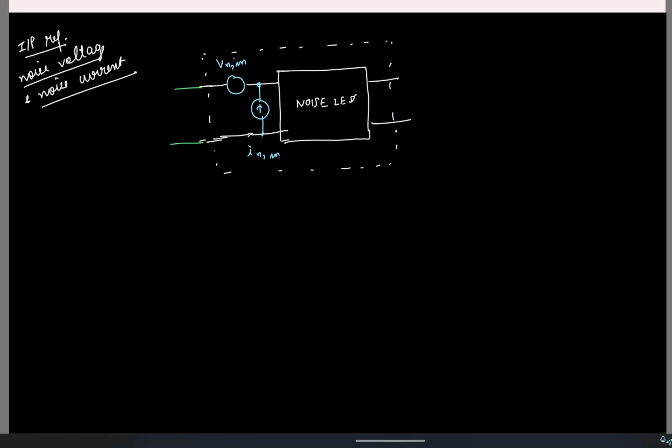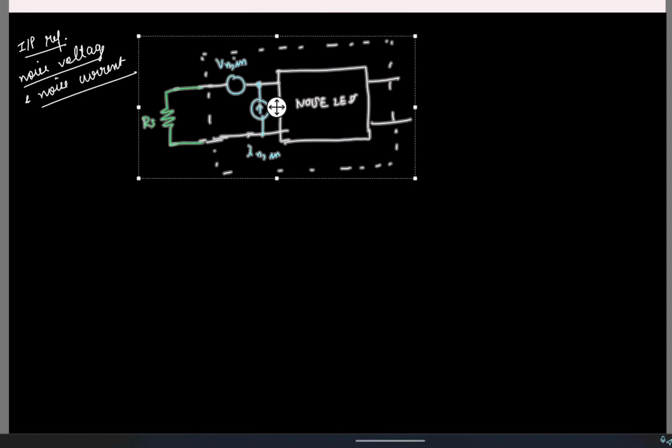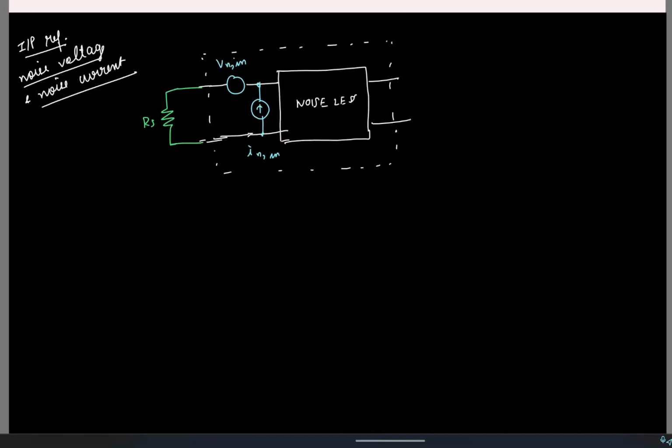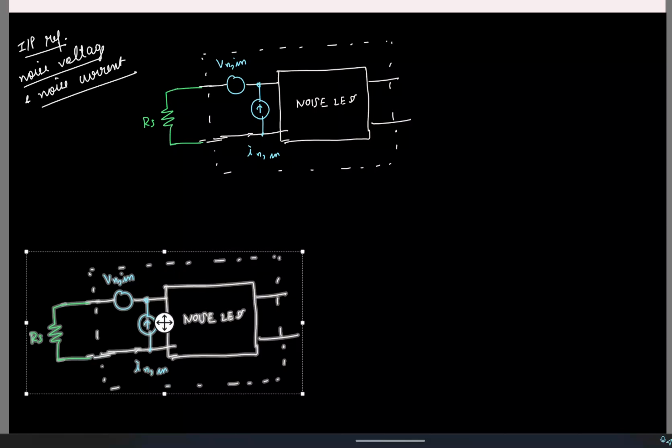And let's take some extreme cases. This is RS. So let's take some extreme cases. So let us say my RS is 0.